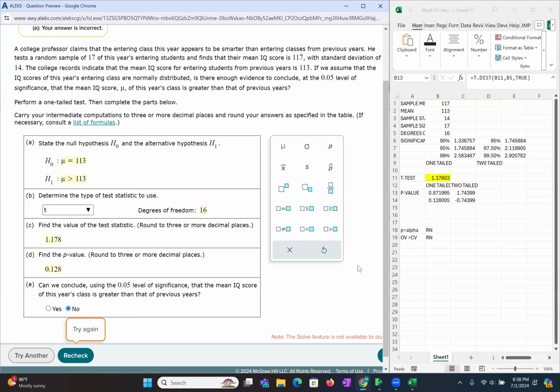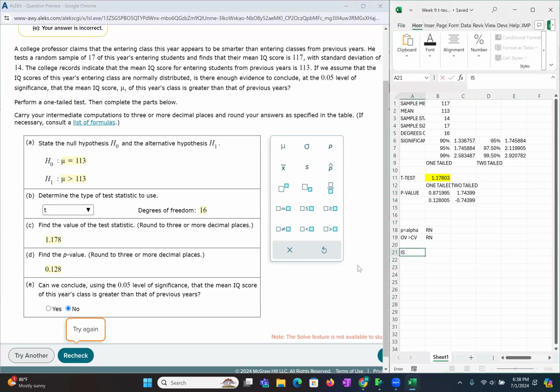No. So the mean, if 0.05, which is the level of significance, that's the alpha value. Our p-value we said was 0.128. Is 0.128 less than 0.05? Yes or no? No. So no is the answer.